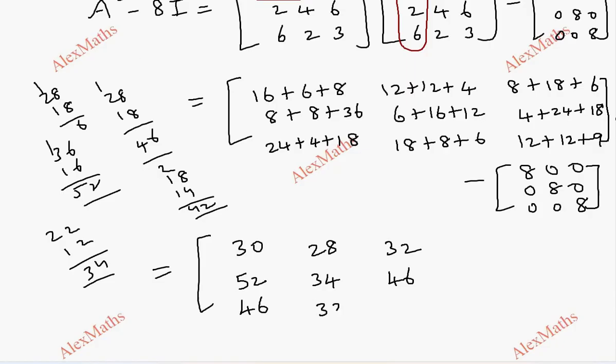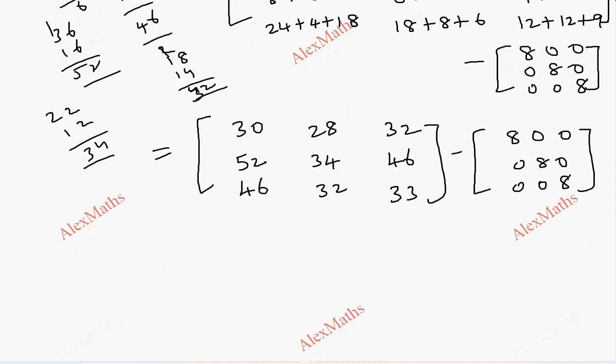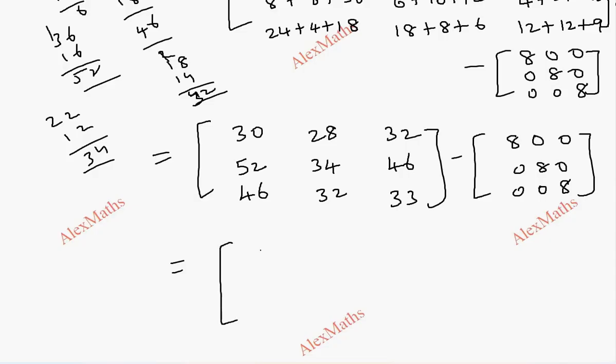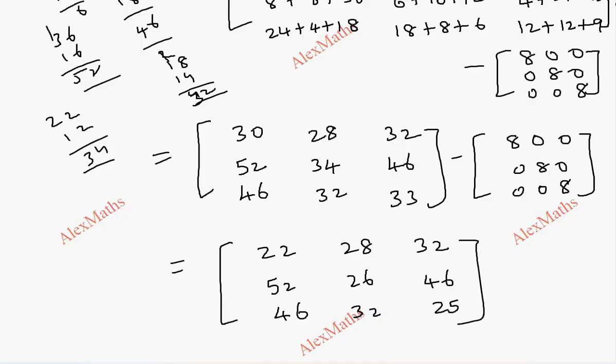This is 32. So this is 1 and this is 3. Then this is 24 plus 9. So 33. Finally, you have to subtract this 800, 080, 008. So leading diagonal elements alone will get subtracted. So this is 22, 28, 32, 52. When you subtract, this will become 26, and this is 46, and this is 46, 32, and this becomes 25.